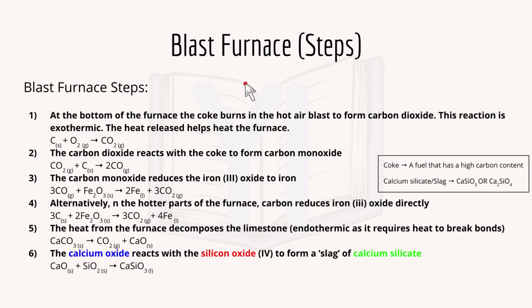And here are the blast furnace steps. Number 1, at the bottom of the furnace, the coke, a fuel that has a high carbon content, burns in the hot air blast to form carbon dioxide, and this reaction is exothermic. The heat released helps to heat the furnace, and here's the respective equation.